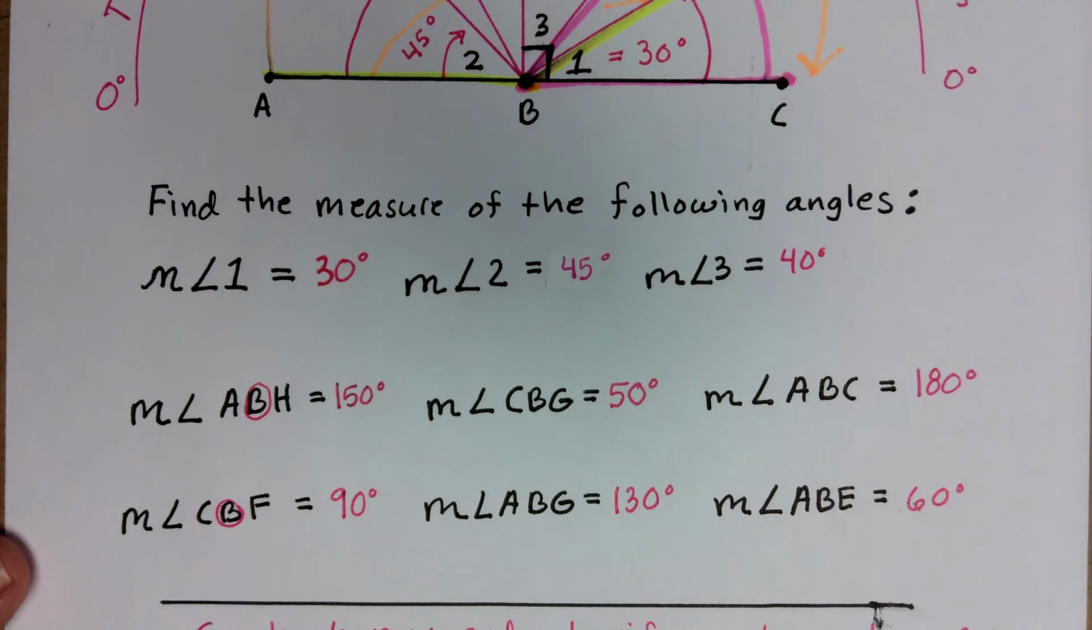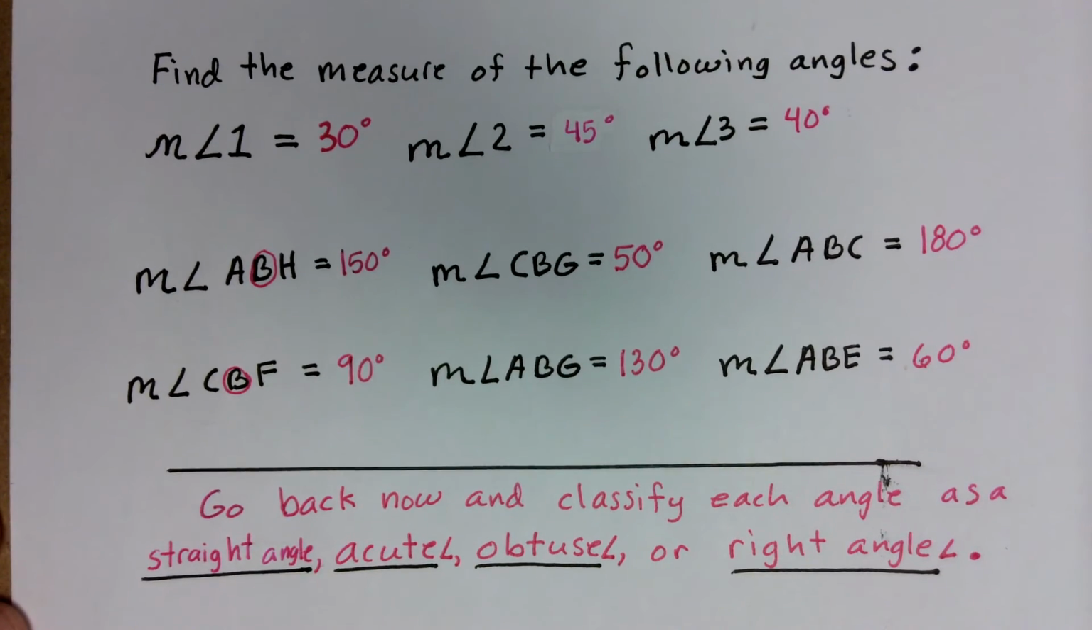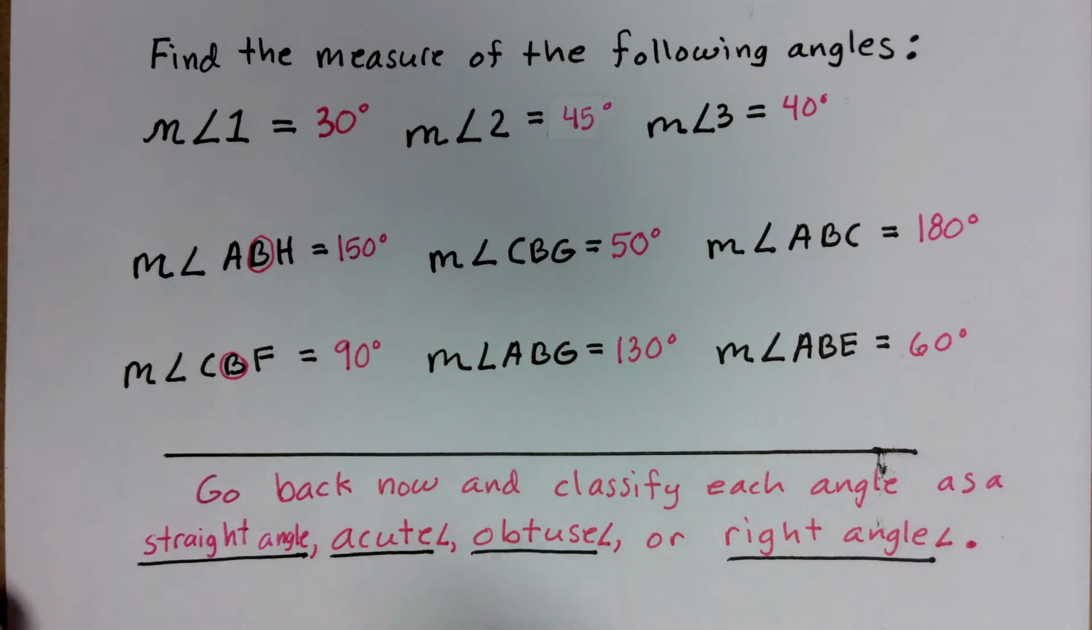Now that we've measured all these angles, there's just one more thing that I've seen teachers asking you to do, so I want to make sure that you know how to do it. Now that we have found the measures of all of our angles, we're going to go back and classify each one of these angles as either a straight angle, an acute angle, an obtuse angle, or a right angle.